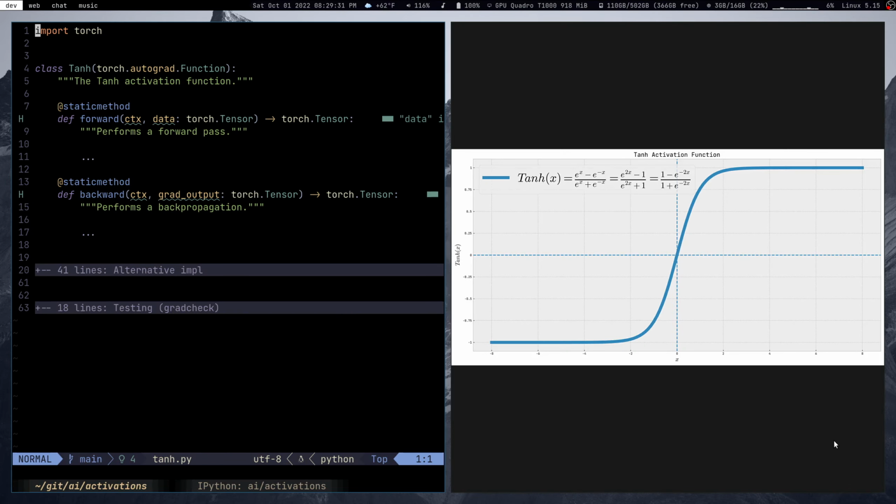Hello folks, StylePoint here, and today we're going to be implementing the tanh activation function. We're going to be implementing it in Python using PyTorch. But before doing that, let us first discuss tanh and compare it to some other activation functions.